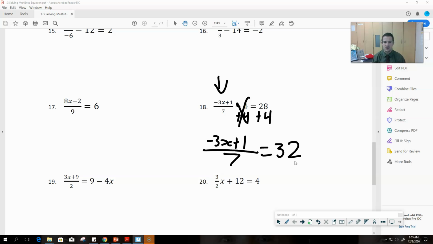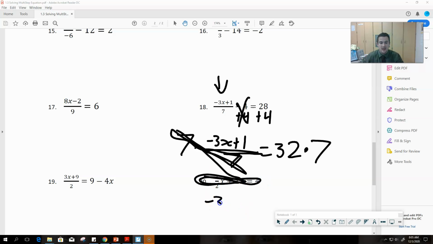Okay, now I have negative 3x plus 1 divided by 7. So I have this whole big fraction bar. I want to undo that. The opposite of dividing by 7 is multiplying by 7 on both sides, because that will cancel out these 7's right here. 32 times 7, just to make sure I'm not crazy, 32 times 7 is 224. So I'm left with negative 3x plus 1 equals 224.